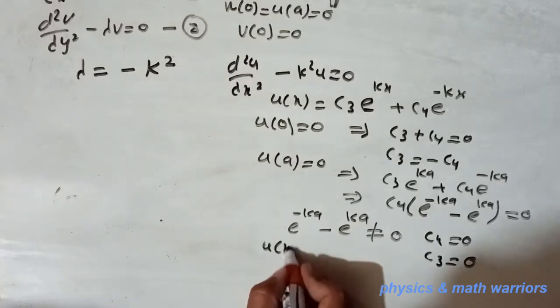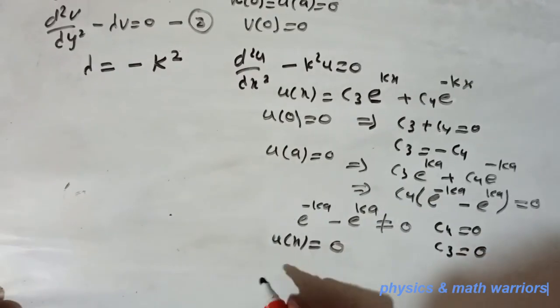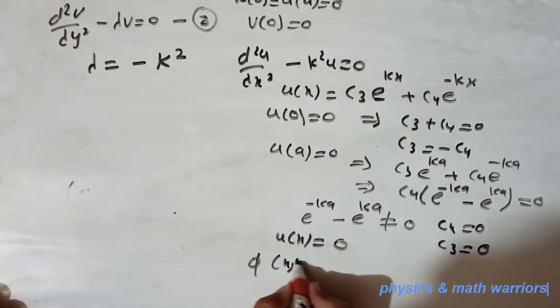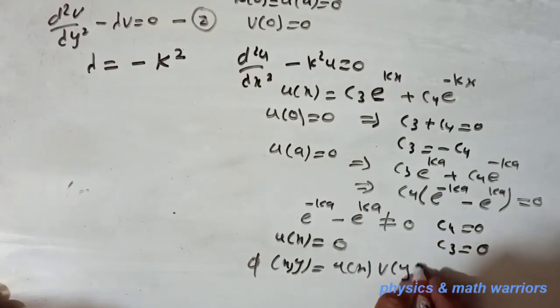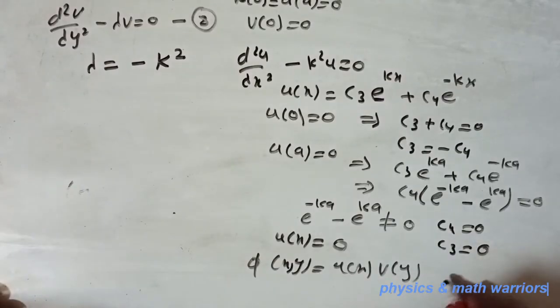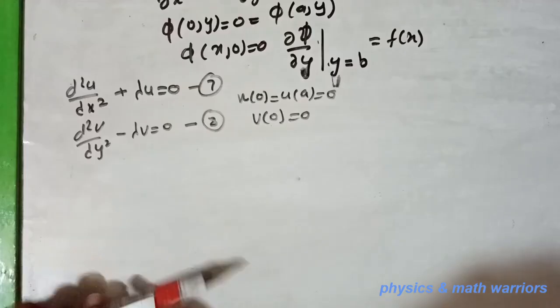So u of x is equal to 0, and phi, which is function of x and y, is equal to u of x v of y. Since u of x is equal to 0, phi of x and y is also equal to 0.